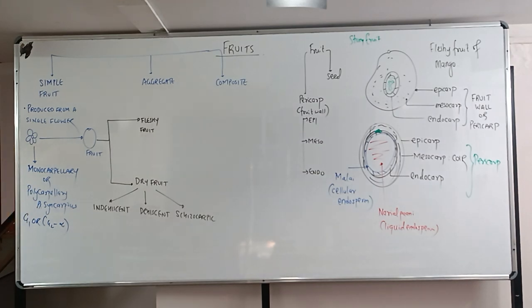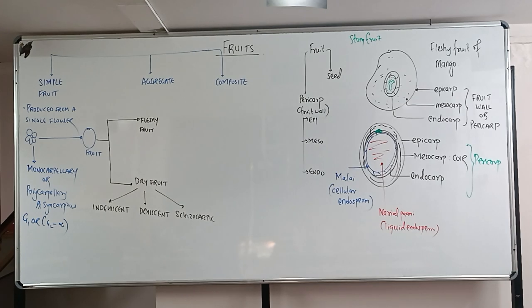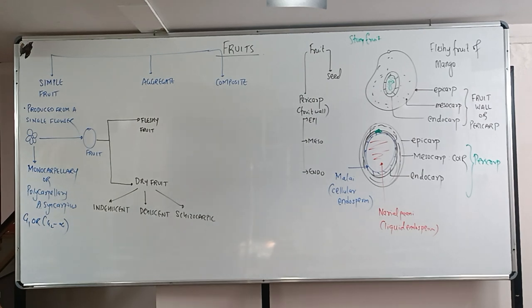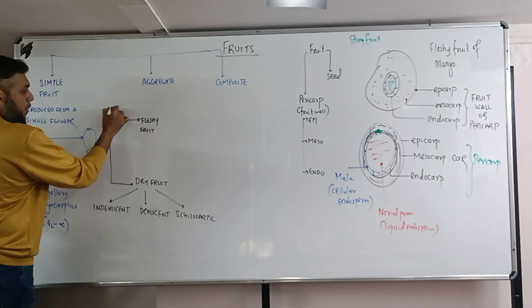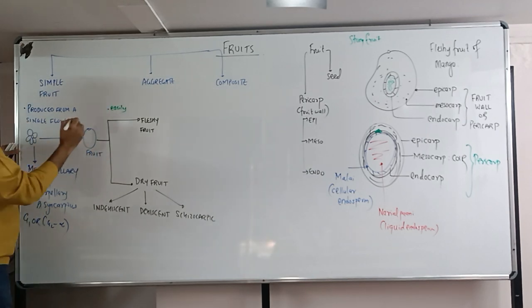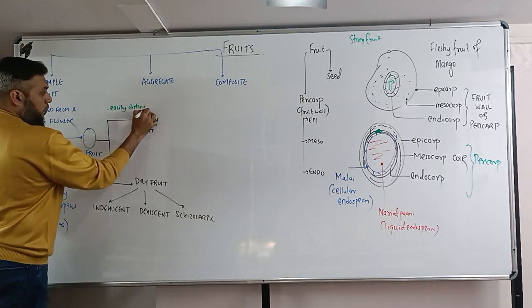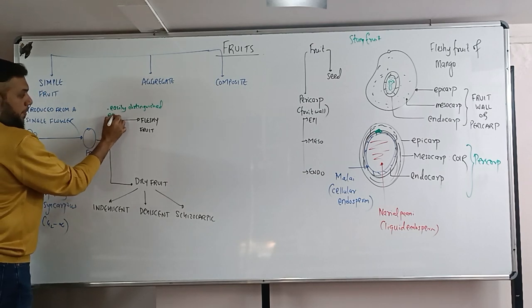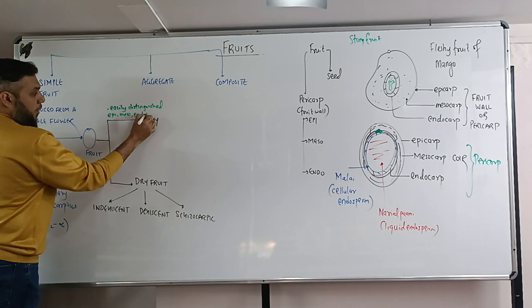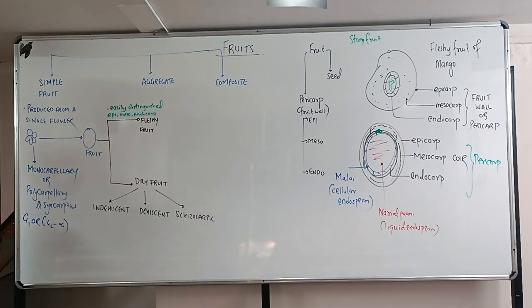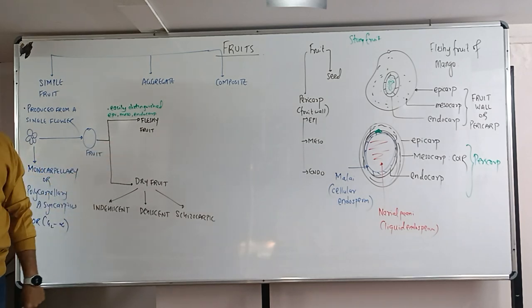Correct everybody? So from logic, can you tell me what you mean by a fleshy fruit and what you mean by a dry fruit? What would be fleshy fruits? The mesocarp will be fleshy. The pericarp can be distinguished into epicarp, mesocarp and endocarp. So in a fleshy fruit, it can be easily distinguished as epicarp, mesocarp, and endocarp. Have you got my point? That is why it is called a fleshy fruit.